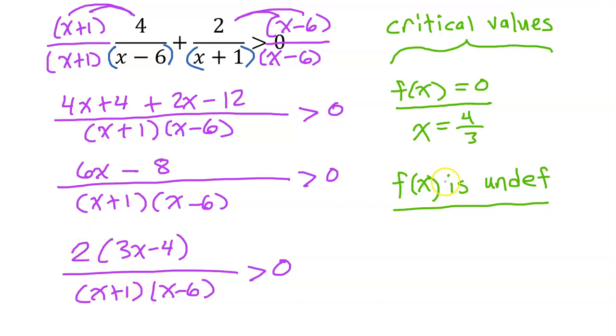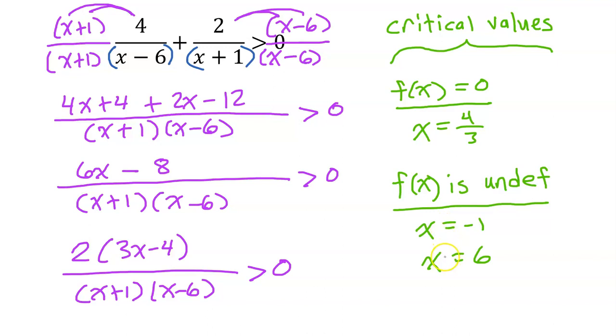A fraction will be undefined when the denominator is equal to 0. This will happen when x is equal to -1, if we set the first factor equal to 0, or when x is equal to +6. That's what we get when we set x minus 6 equal to 0. So we have 3 critical values.